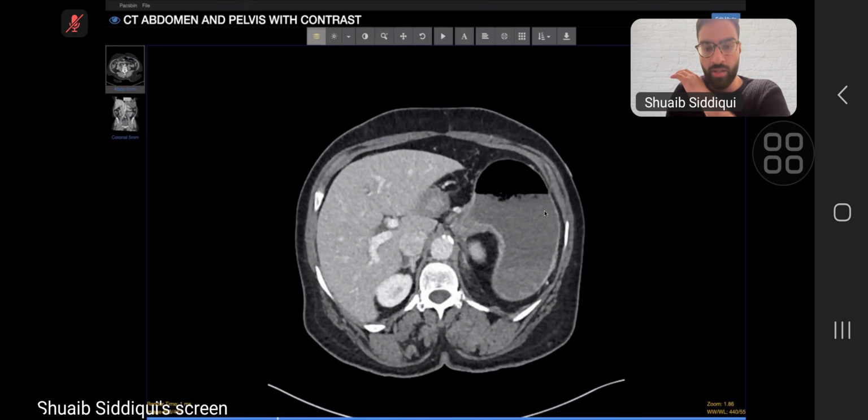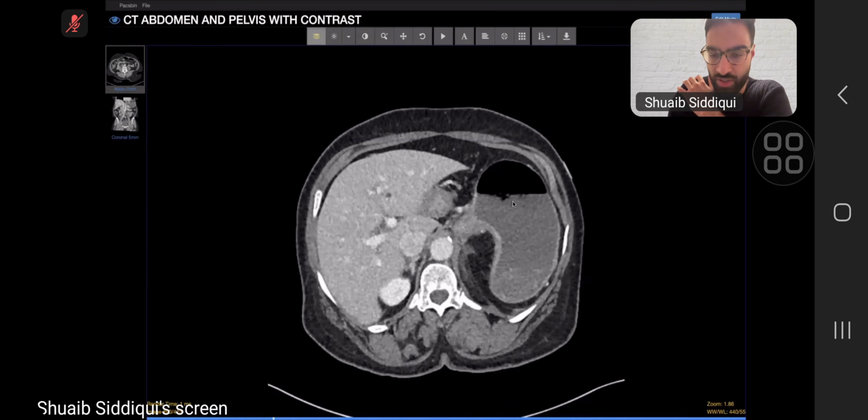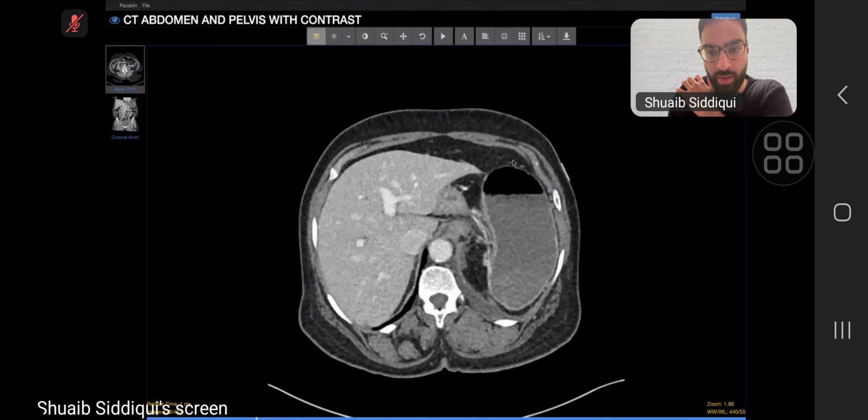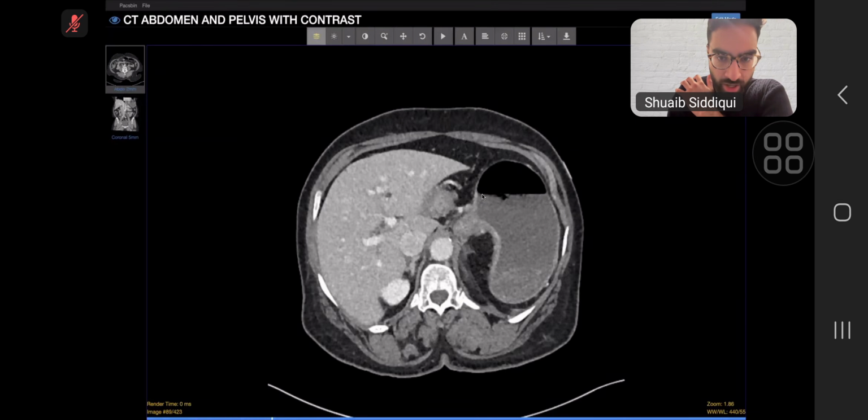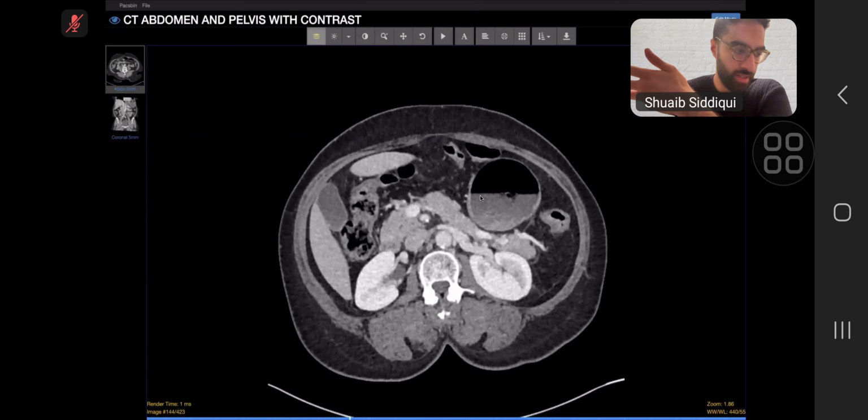The other things to comment on, although this is not the one that's typically associated with ischemia, it's still important to comment there's no gastric pneumatosis, the wall enhances normally, there's no perforation. So always say those relevant findings.